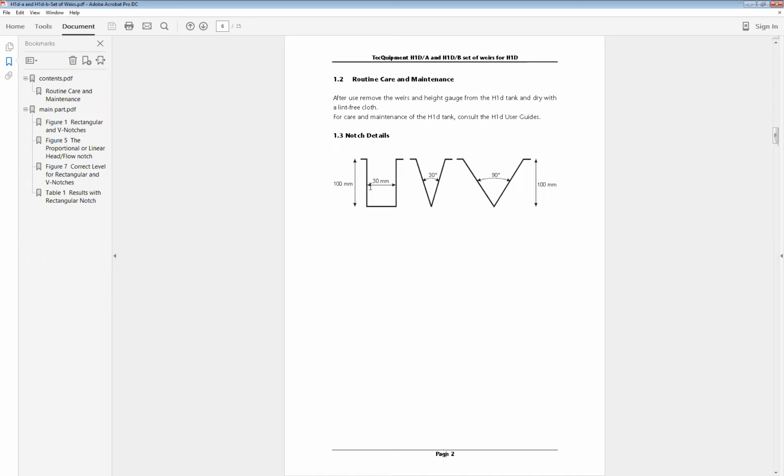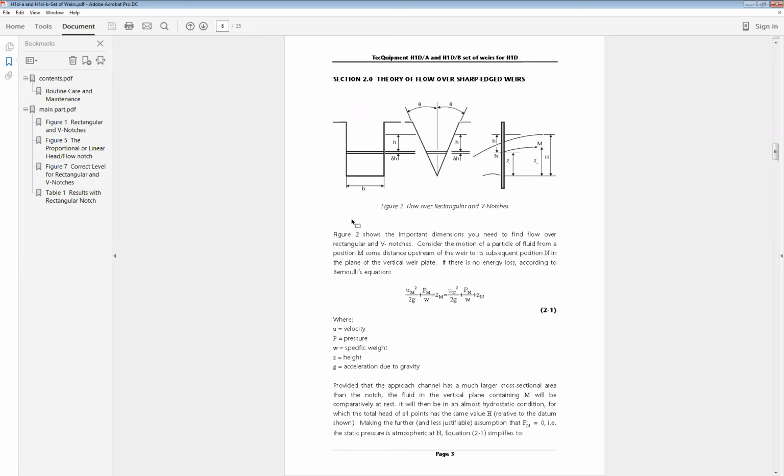First of all, the rectangular one: the width is 30 millimeters, the height is 100 millimeters, or 3 centimeters by 10 centimeters height. For the V-notch, we have two V-notches, one with a 30 degrees angle, and the other one with a 90 degrees angle. And the height of all of them is 100 millimeters. So let's see how we can go for that formulation.